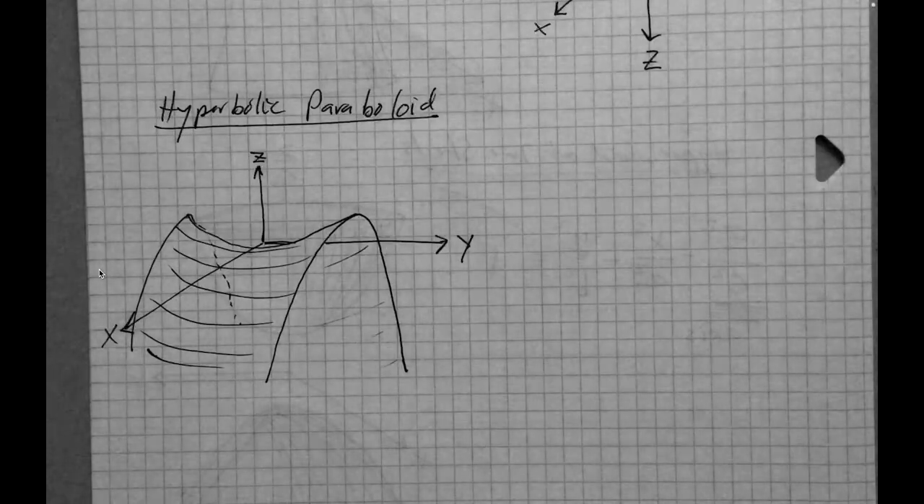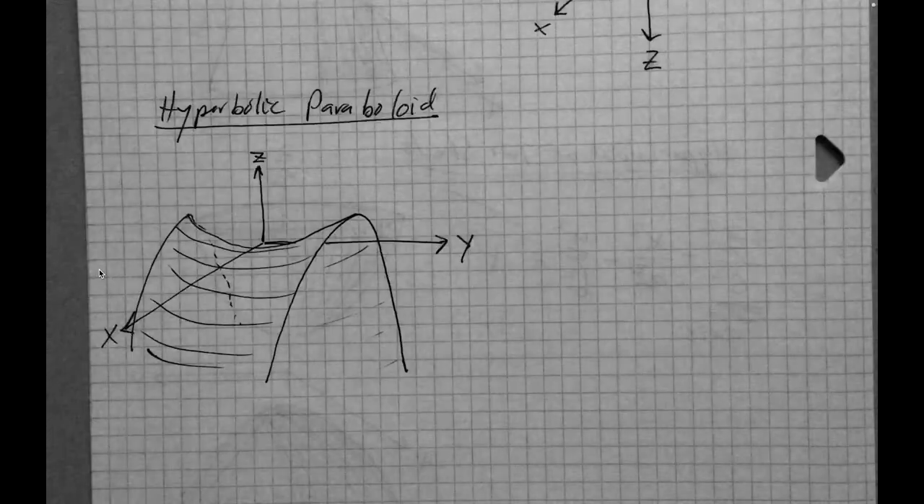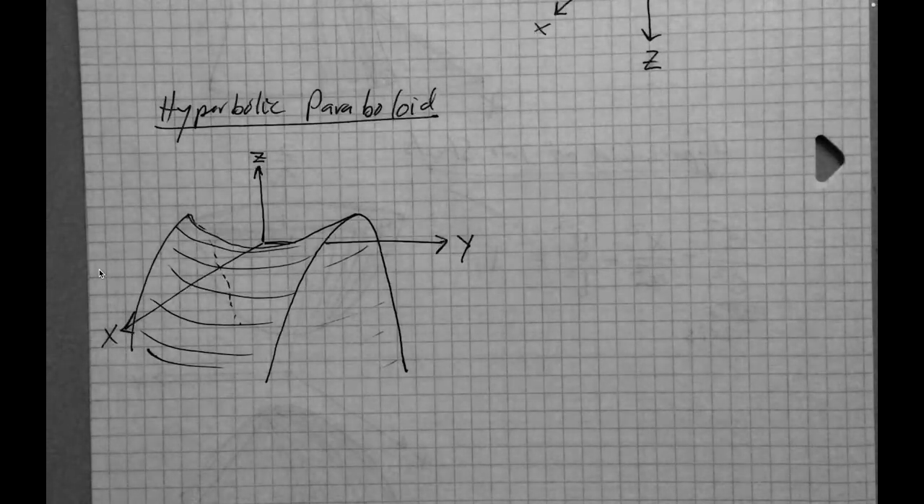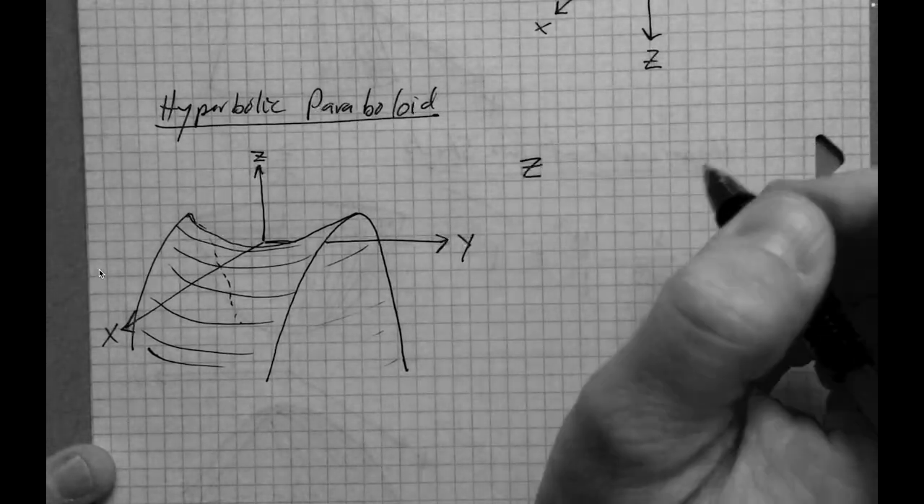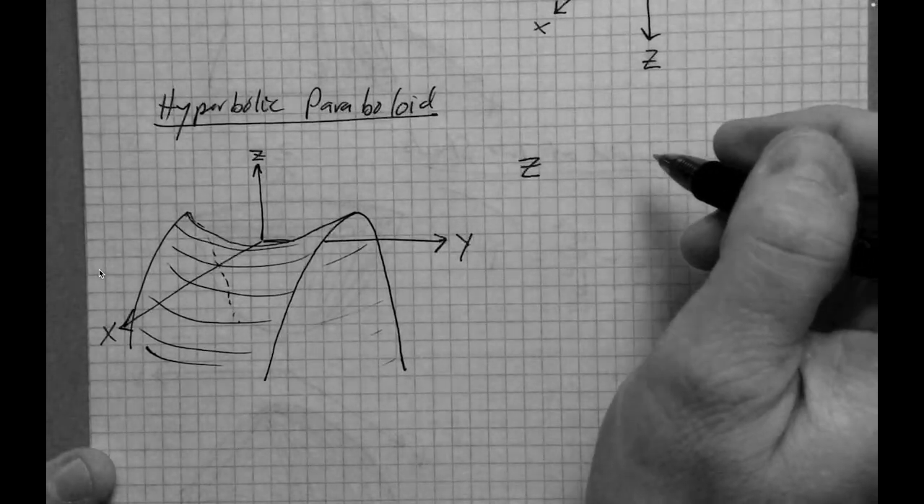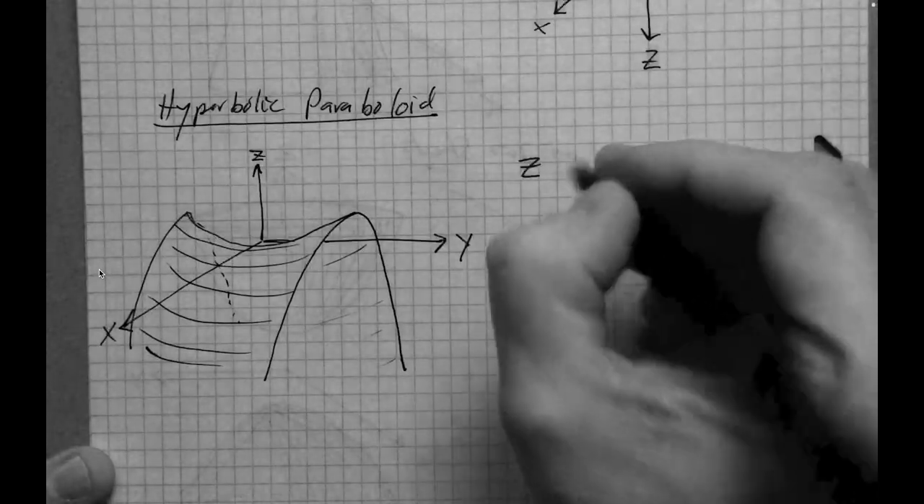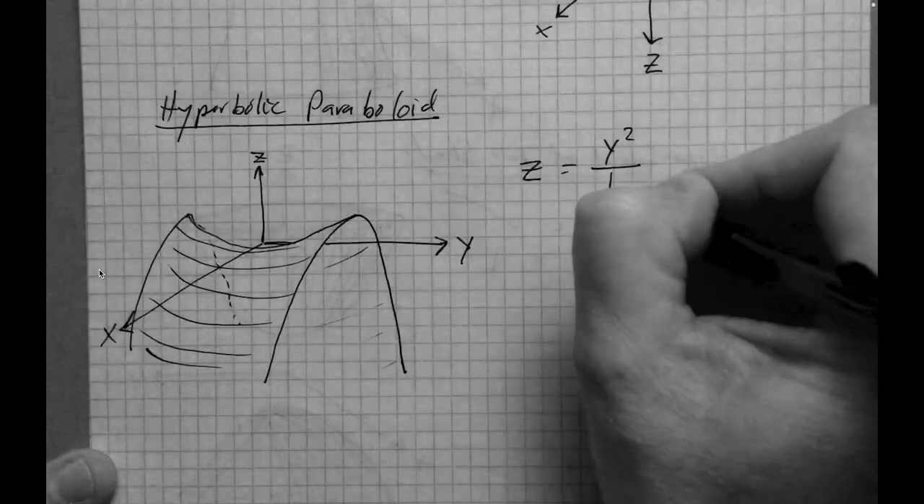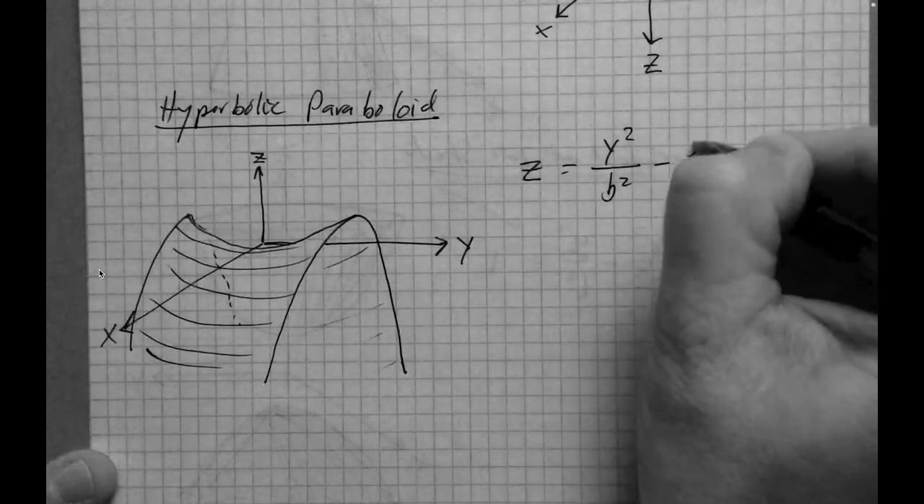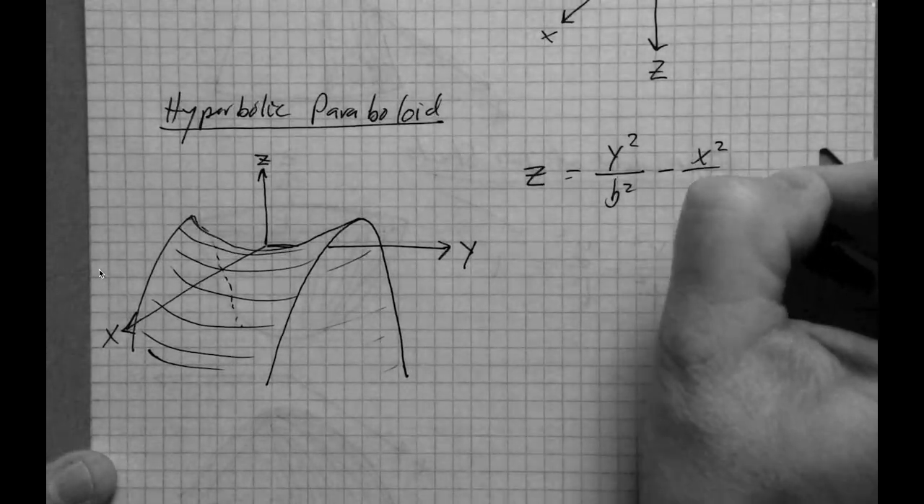Okay, and so this is sometimes referred to as a saddle shape, but this is also known as the hyperbolic paraboloid. What does this equation look like? Well, it's kind of similar to the elliptic paraboloid, except you're going to flip some of the signs here. So z equals y squared over b squared minus x squared over a squared.